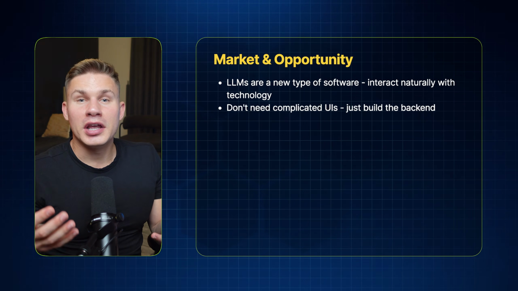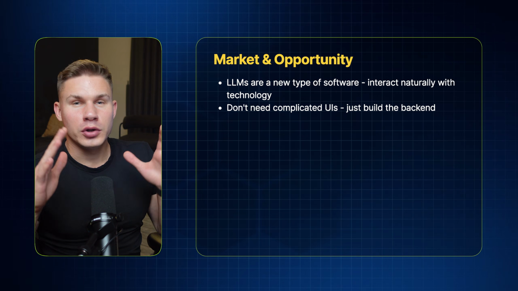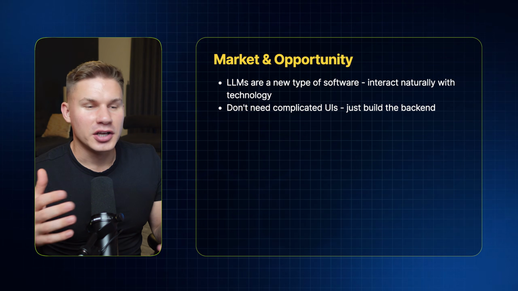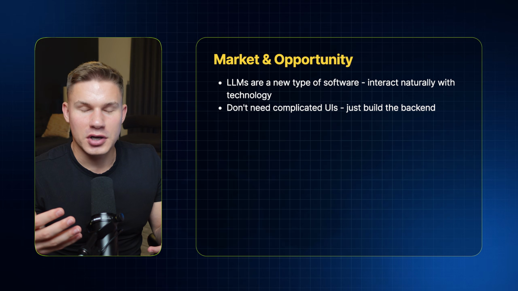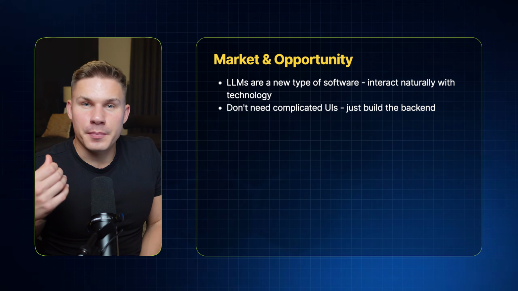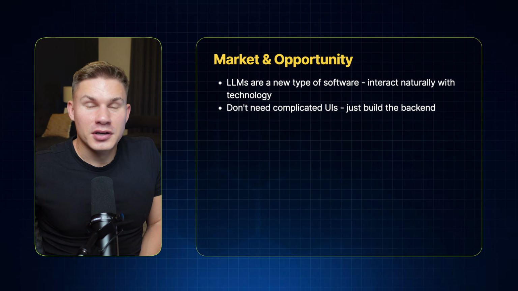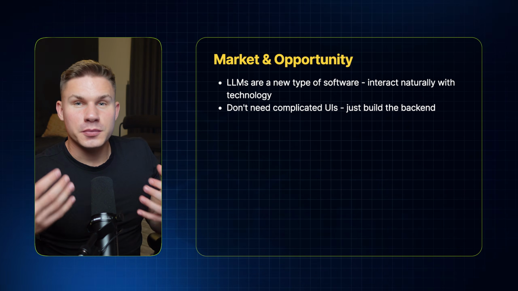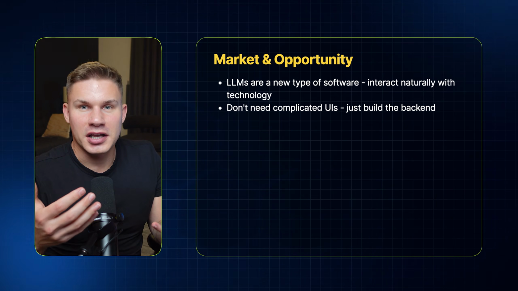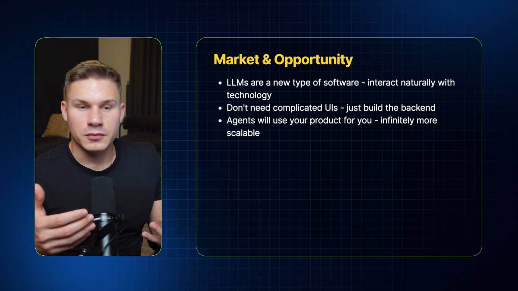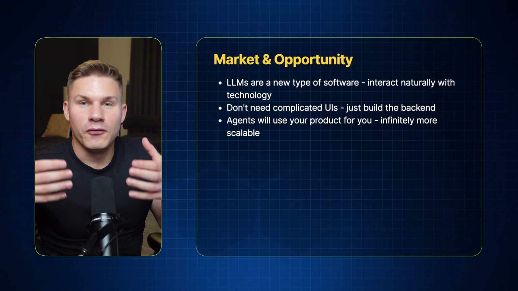So this means that today we really don't have to build all of those super complicated UIs in order to distribute our products. We can simply build them on the backend, which is what MCPs connect to, and then distribute them to AI agents instead. And then these AI agents will be able to use our product for us.